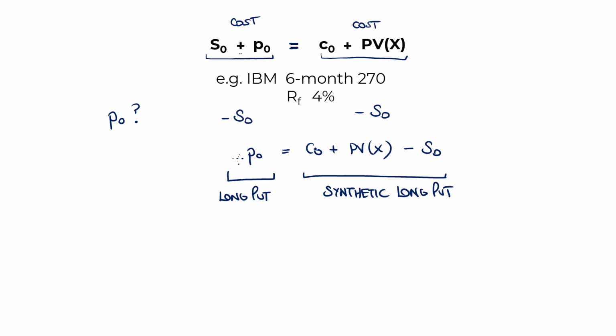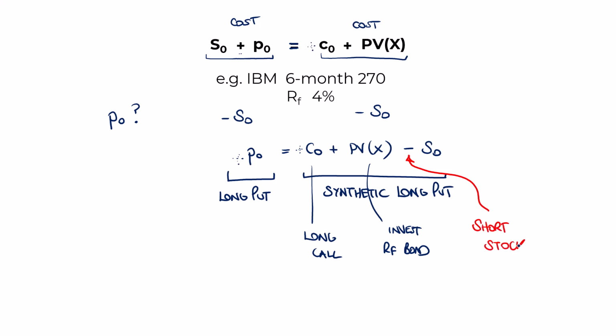What's it made up of? A long call. That's a silent positive. We don't draw it out when it's just there, do we? But it's a positive sign. That is a long call. So the synthetic long put is a long call, plus PVX. We invest risk-free in the bond. But be careful. Minus S0. That means, because it's negative, short on the stock.